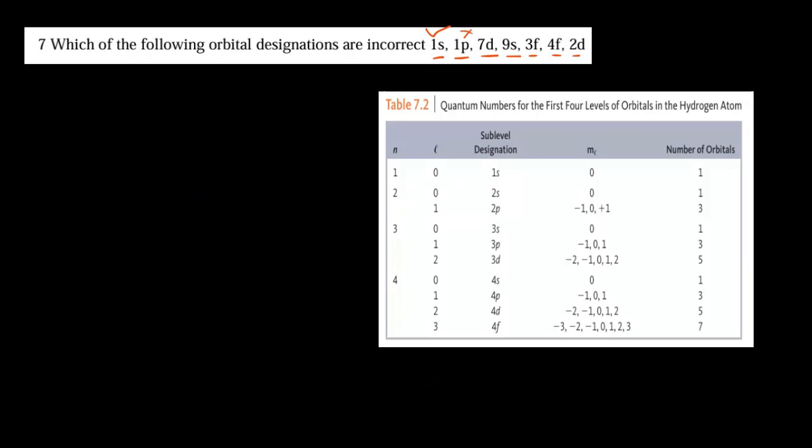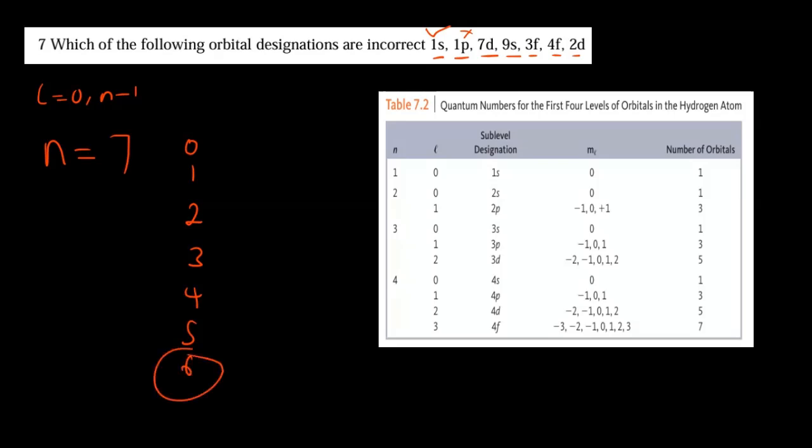When n is equal to 7, we can get a lot of orbitals. Remember we said l starts from 0 all the way to n minus 1. So from this we can get 0, 1, 2, 3, 4, 5, 6. It will end at 6 here, because 6 is n minus 1. So 7 minus 1, it ends at 6.